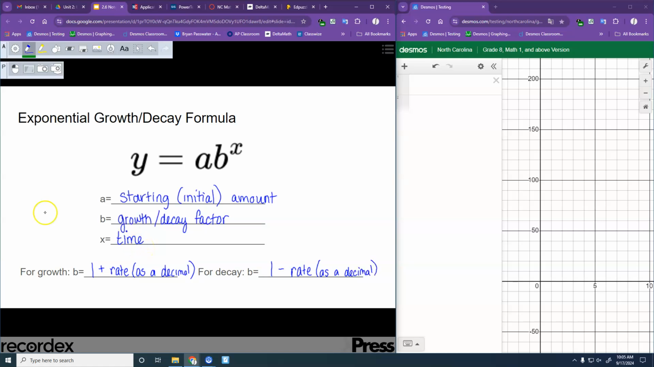You can kind of think of growth being like the sales tax that we did, where you take 100, you add the 7%, you move your decimal 2 places. Growth is like a sales tax scenario. Decay is like the discount scenario. So if something is 30% off, it would be 70% on. So that's similar here. Okay.